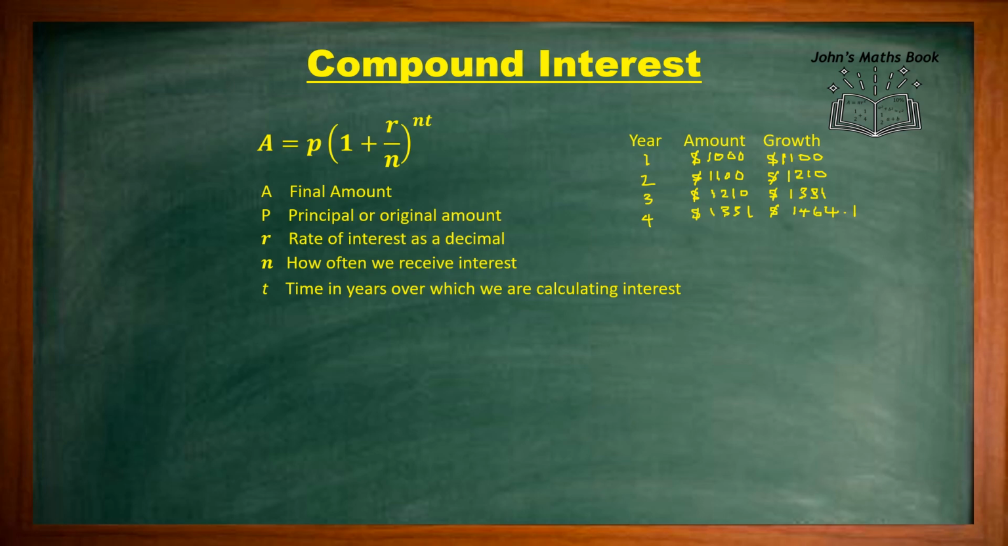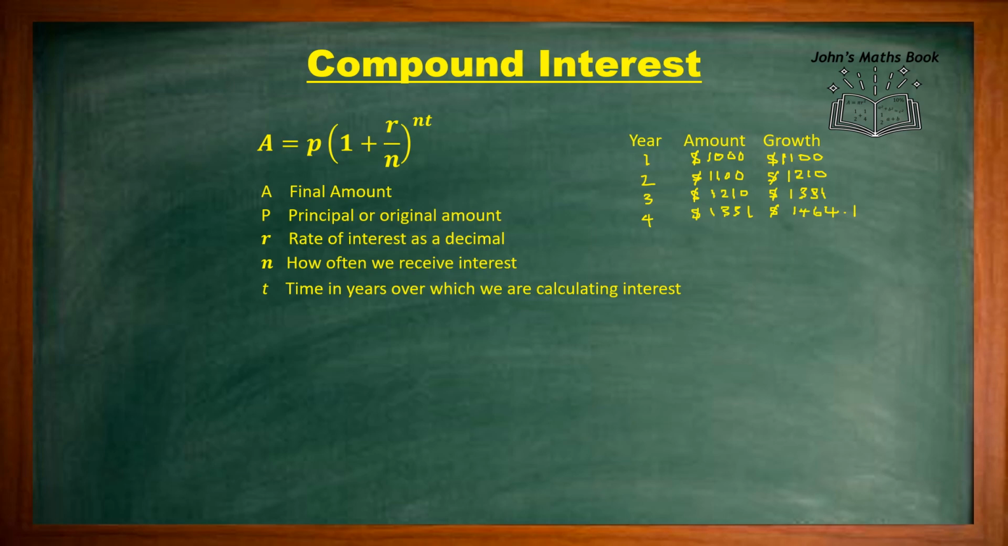R is the rate of interest as a decimal. Our rate of interest was 10%, so in our case, R would be 0.1. N is how often we receive interest. In our case, we received it every year, so N is 1 because it's annual.